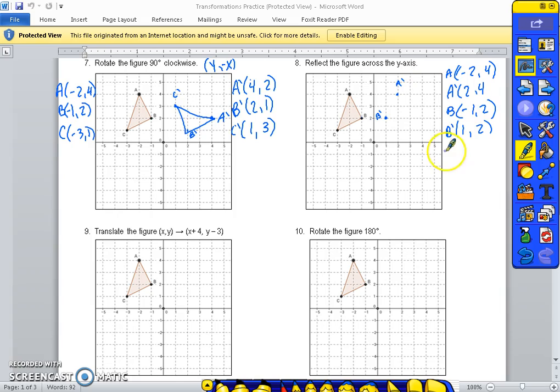C is at negative 3, 1. When we reflect across the y-axis, we change the sign of the x-coordinate. And that's our new image.